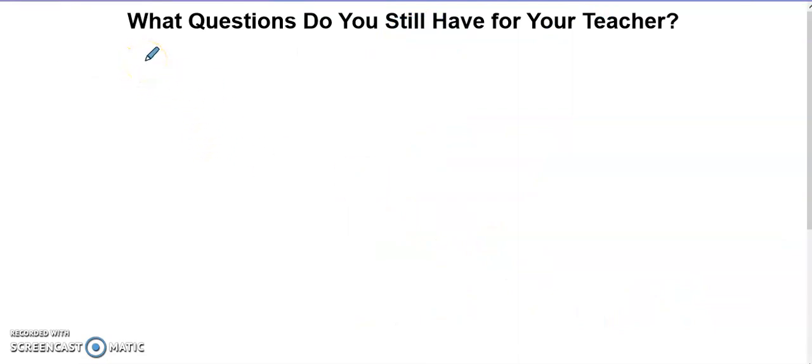So what questions do you still have for your teacher? When you come in tomorrow, we're going to be talking about this on our bell work. So make sure that you can find arc length. You understand that it is a portion of the circumference, and that portion of the circumference that it covers is the degrees in the arc divided by 360, part over whole. That's how we are going to solve this.